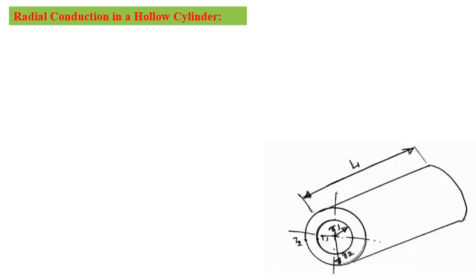Next, similarly, we will try to derive the equation for a composite sphere or cylinder. Now we will consider a hollow cylinder first, and then later the composite cylinder. This is a sketch of how a hollow cylinder is represented. You can consider a hollow cylinder of thermal conductivity K, with inside radius r1 and outside radius r2, and the length of the hollow cylinder is L as shown in the figure.